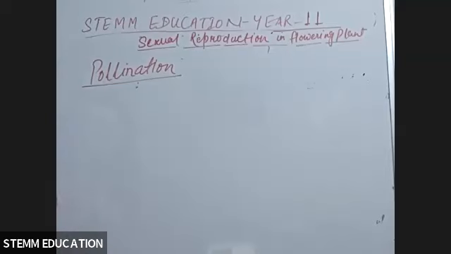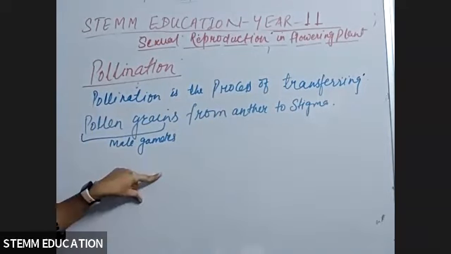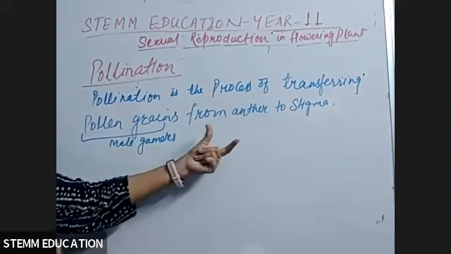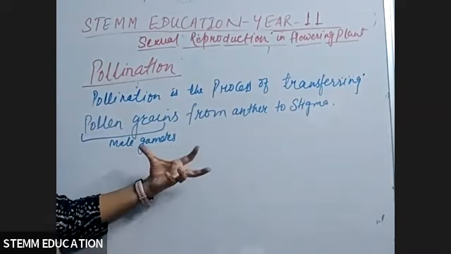The first stage of pollination is what? The first stage is the pollen grain being taken from the anther, which is known as pollination. Pollination is the first stage of fertilization. It is the first stage of fertilization in the flowering plant. Okay.